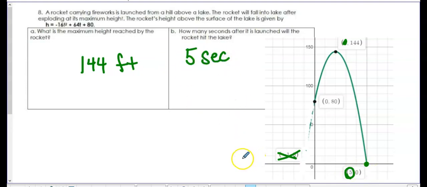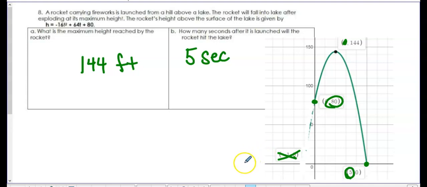What else can I look at? Well, they already told me that it was launched from a hill above the lake. Well, what height was the hill? Well, the height of the hill is right here. It was 80 feet or whatever. I'm assuming it's feet. So it was at 80.